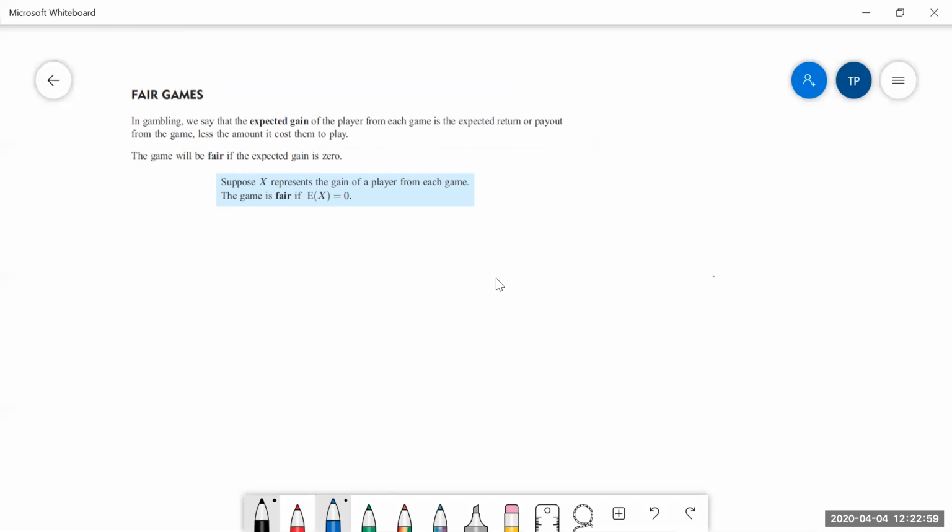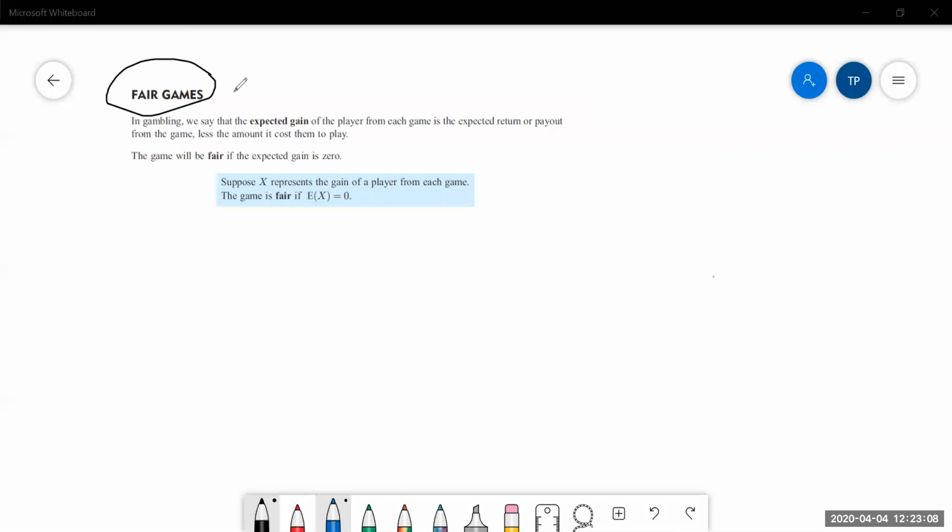So the whole concept of expectation is very widely used in this thing called fair games. Basically it can be anything. It can be gambling, like blackjack, baccarat, or even in arcade. Whenever you want to play a game, there's a probability to a game, then you will have to pay for it, right? So when it is a fair game, the expectation of the game, X, is basically the outcome of the game. The expected outcome of the game.